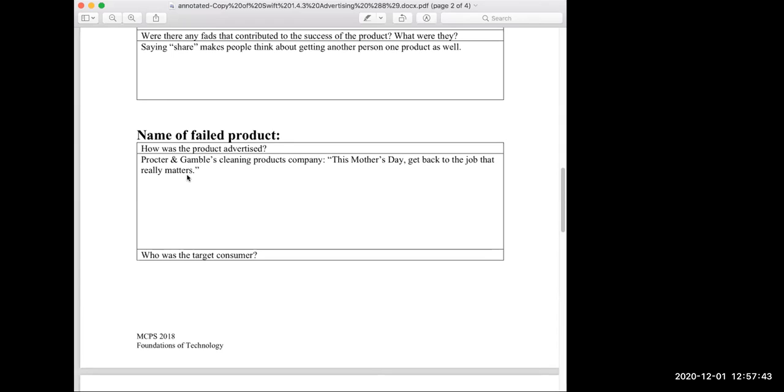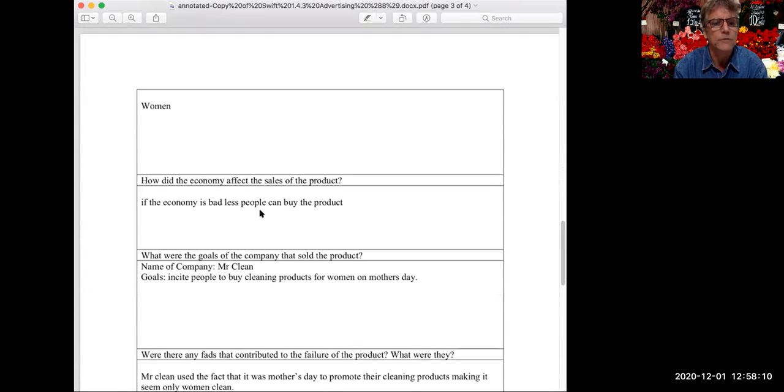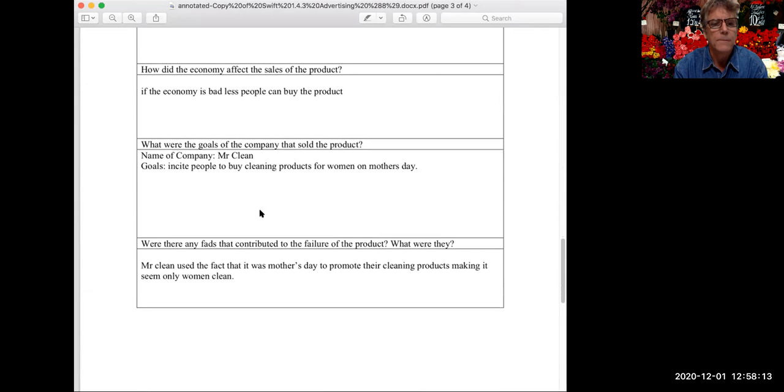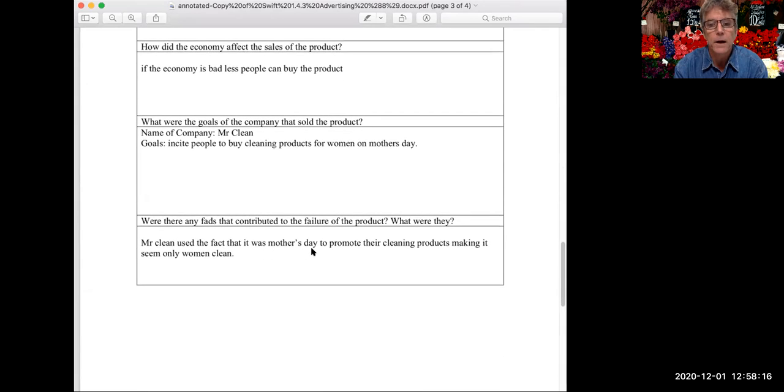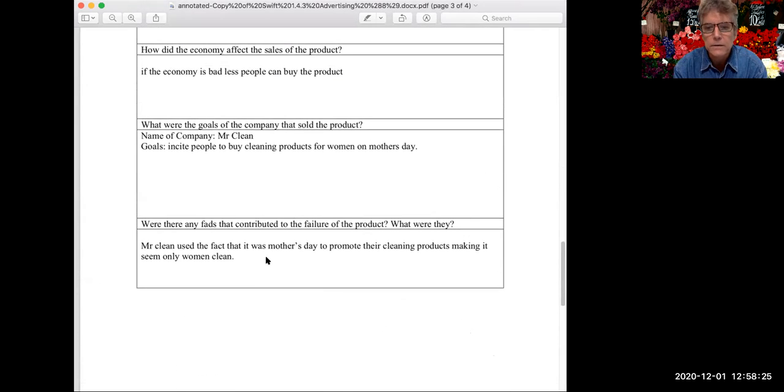It's a bit sexist if it's targeted towards women. Right. And it seems relatively demeaning that, like, oh, what I really want to be doing is on my hands and knees scrubbing a dirty floor. You know, Mr. Clean's a great product, but it is not going to clean the floor by itself. So, on that note, did this person make that connection? So, who is the target consumer? The economy. Mr. Clean used the fact that it was Mother's Day to promote their cleaning products, making it seem that only women clean. That was his problem with the ad. So he did see that.